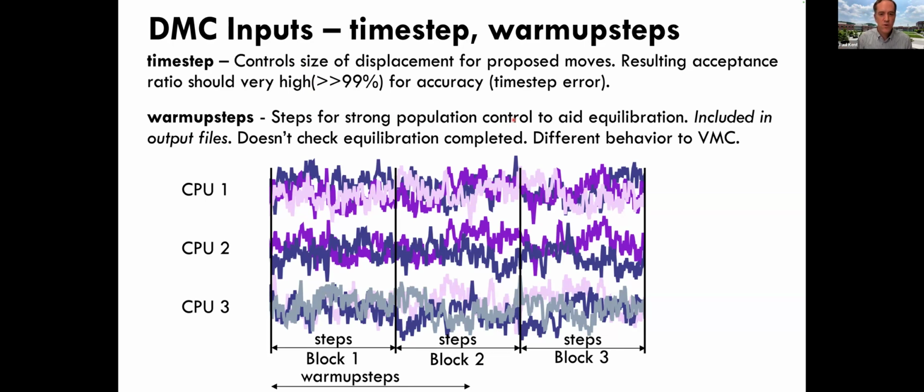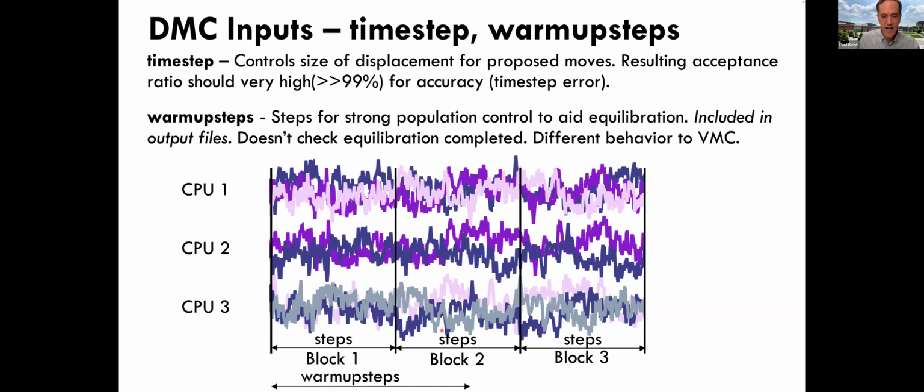And if we don't control the population strongly, what happens is that it will shoot up and you can potentially run out of memory, for example, and it would certainly be inefficient. So the population is very strongly controlled in this process, and you shouldn't include it when you compute your final statistics. Again, it doesn't actually check the equilibration is completed. This is just instructions to the code, and it's on us to do that analysis. So what I'm attempting to show here is a different behavior from VMC. We have our blocks running here, and there's going to be some period of warm-up steps that we've input during which we're strongly controlling the population.